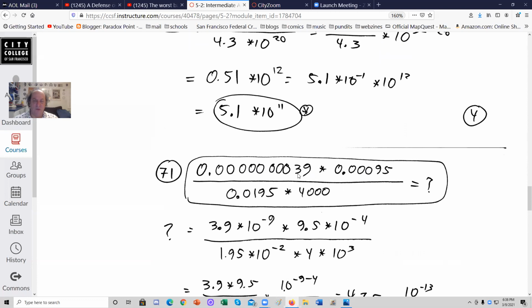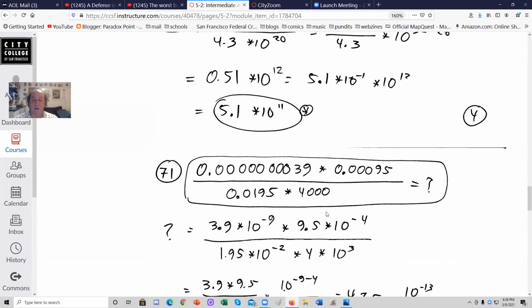This first number is 3.9 times, let's move the decimal point how far? 1, 2, 3, 4, 5, 6, 7, 8, 9. Okay, so how far to move the decimal point? Just to the right of the leading figure. Another way to count it is just to put a 0 to the left of the decimal point and then count the zeros. 1, 2, 3, 4, 5, 6, 7, 8, 9. Okay. 3.9 times 10 to the 9th.